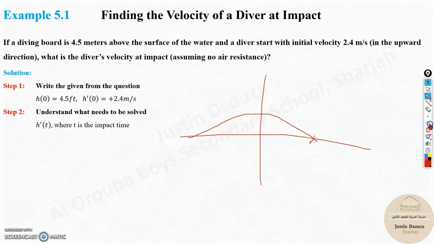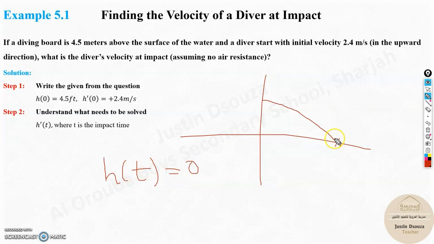Now, that is not so accurate. It's something like this. You start from 4.5, right? And when is the impact? At this particular point, when it touches zero. So what do you understand? The impact means h of t will be equal to 0. We don't know exactly at what time it touches 0, but whenever this entire equation h of t is equal to 0, that is the impact time. I hope this is clear.